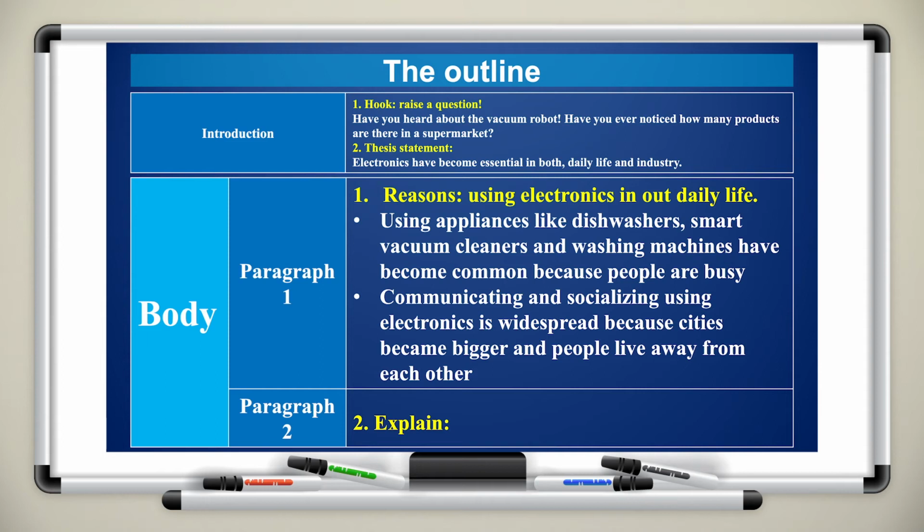Okay? So reasons here, using electronics in our daily life. 1, using appliances like dishwashers, smart vacuum cleaners, and washing machines have become common because people are busy. That's one reason. 2, communicating and socializing using electronics is widespread because cities became bigger and people live away from each other.